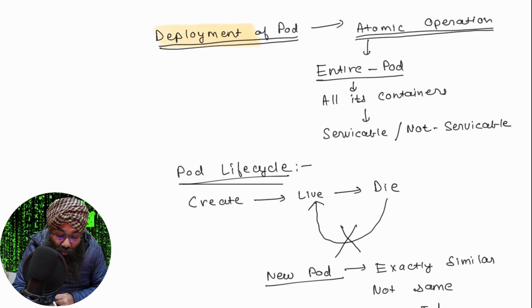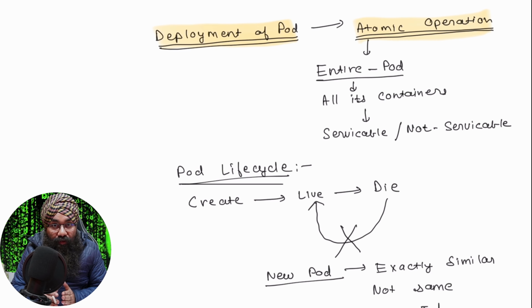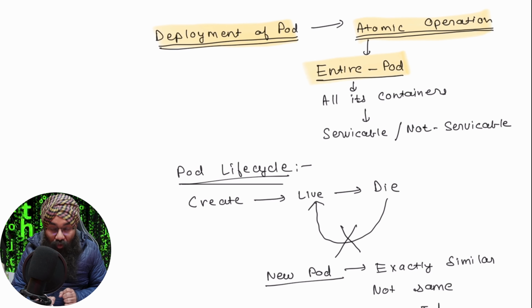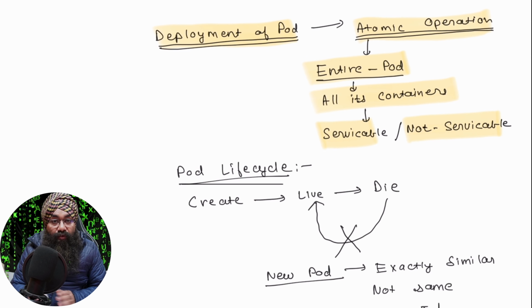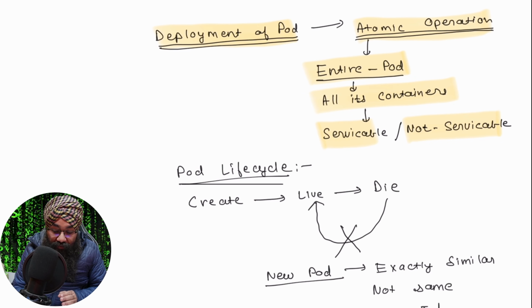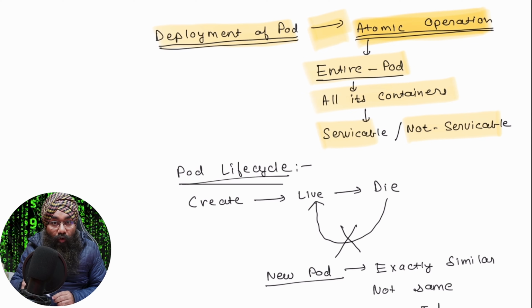And whenever we deploy a pod, it is an atomic operation. You cannot stop it in between. Either it gets deployed or it doesn't, yes or no, and the entire pod gets deployed. If you're using a multi-container pod, all its containers get deployed and then they start and become serviceable. Otherwise, they will not be serviceable. So it is not like, in a multi-container pod, 2 containers are ready but 2 are not ready. This will not happen. Either all of them will be ready or none of them will be ready. That is why I highlight that deployment of a pod is an atomic operation. Atomic means 0 or 1.